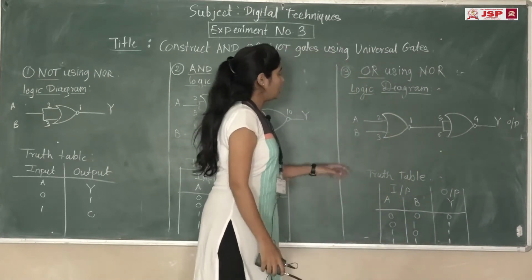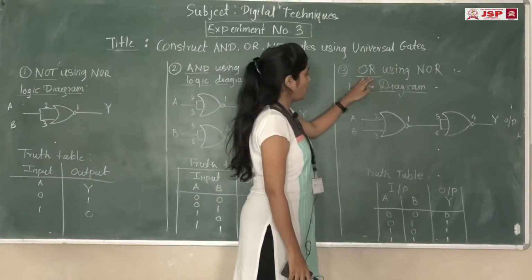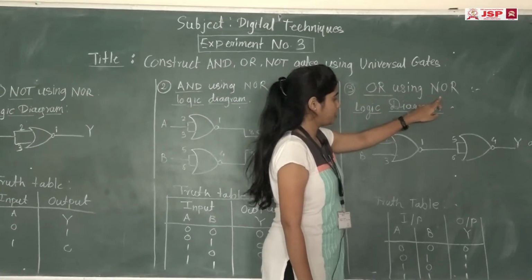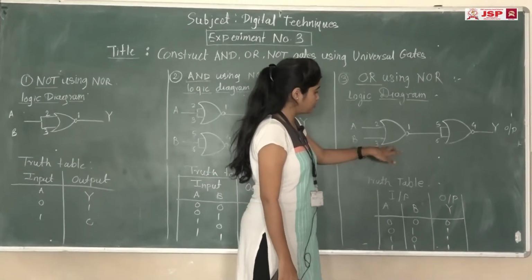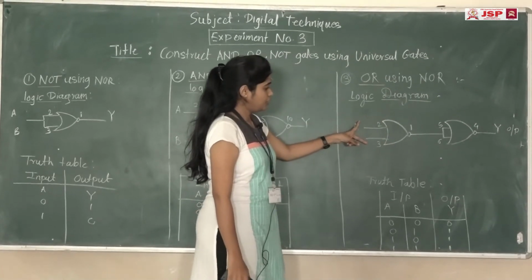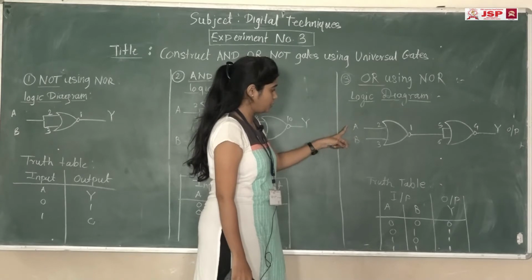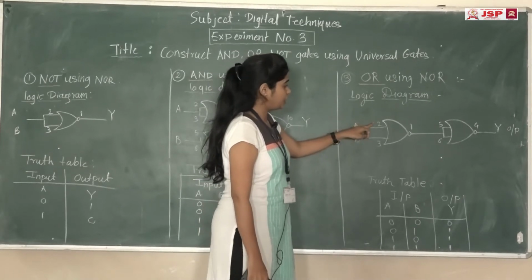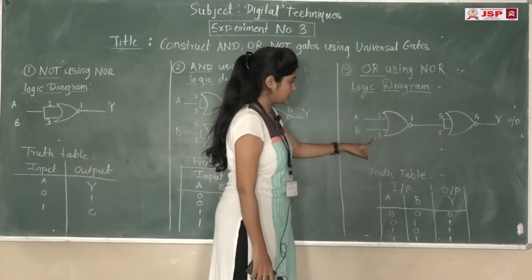Then our last construction is the OR gate using NOR gates. Here we have simply taken 2 NOR gates. In the first NOR gate, we have given 2 inputs, input A and input B. Pin number 2 is the first input, pin number 3 is the second input.